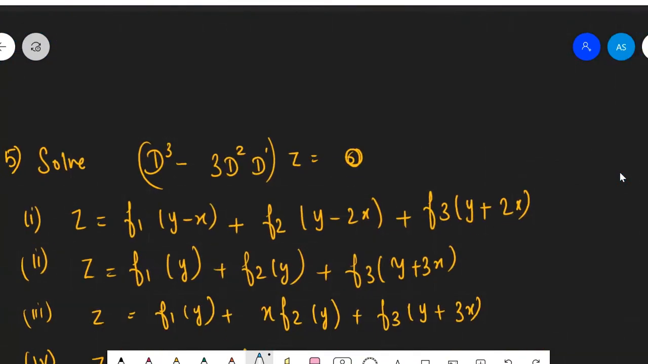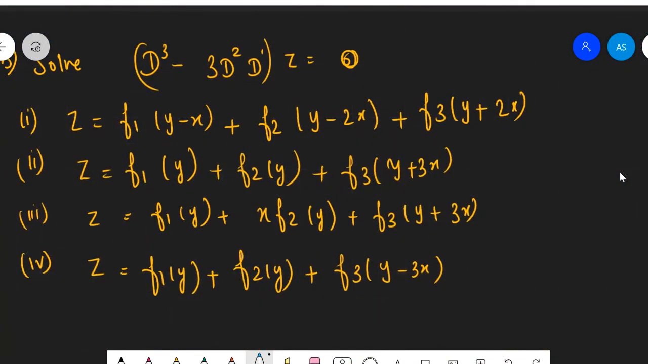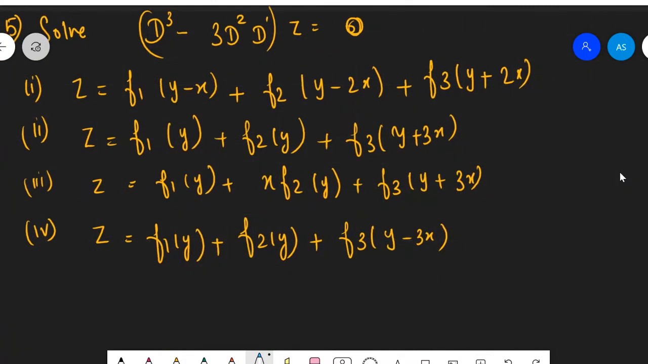Next question. Here also we have to solve this expression. So in this problem also we have to find the complementary function only because the right hand side is 0. So I am going to solve this equation. So auxiliary equation, replace D by m. So m cube minus 3m square D dash, value is 1, equals 0.